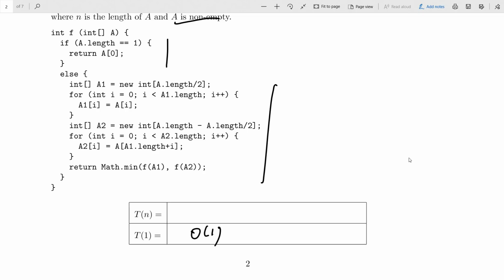Yeah. There are two recursive calls that subdivide the array in half, so you have 2 times T of n over 2. Right, so you're making 2 recursive calls, so certainly we can start with 2T. How big are the arrays that we pass? So A1 and A2, how big are they compared to A?